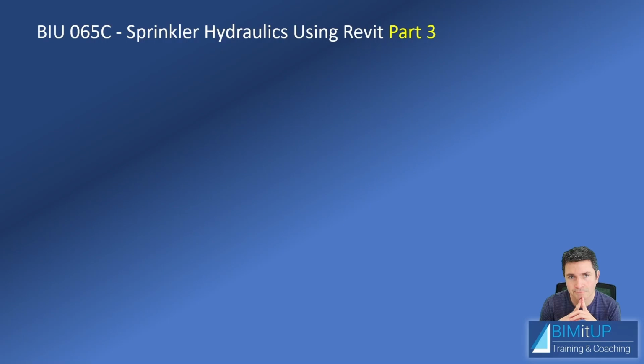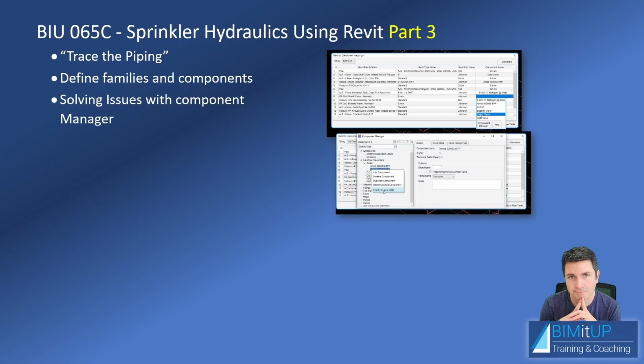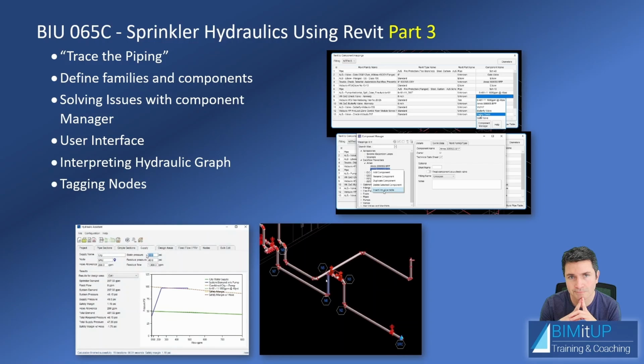In part 3, I showed you how to trace the piping and how to define families and components. In other words, how to map your families to components in the component manager. And I showed you how to resolve some issues in the component manager. We explored the user interface. We interpreted our hydraulic graph and we tagged some nodes.